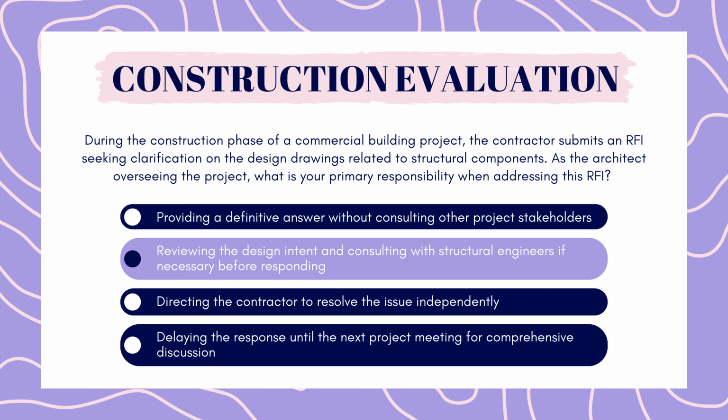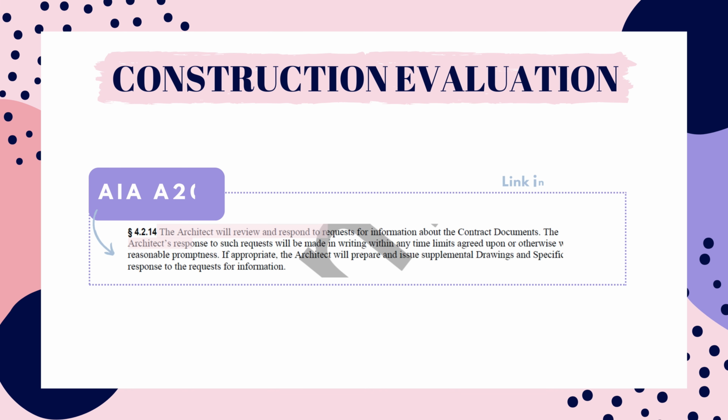It's always important to check with your subconsultants to make sure how you're responding is accurate, especially if the response is changing something in the design. Responding to RFIs is covered in AIA document A201. Some of the options from the question, like telling the contractor to figure it out or delaying the response, contradict A201, which tells us to review and respond to the RFI with reasonable promptness.